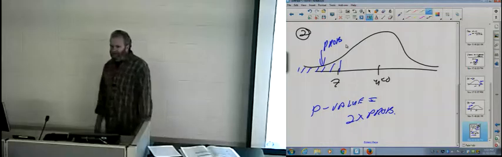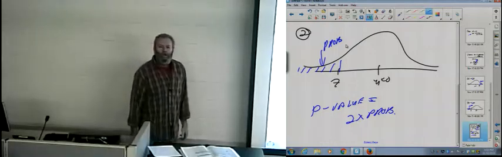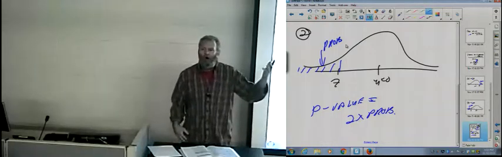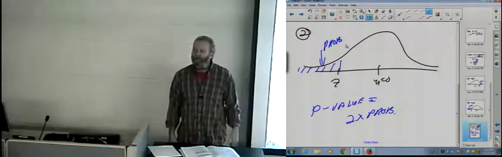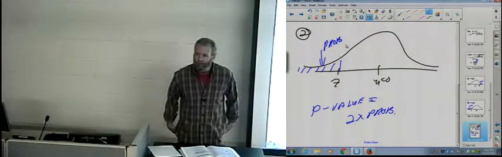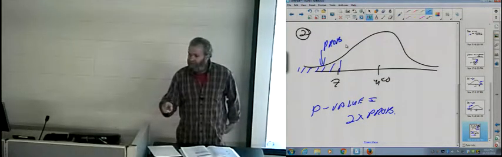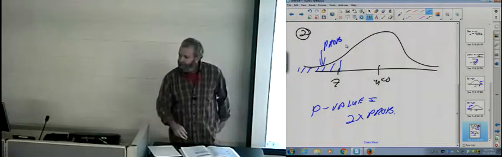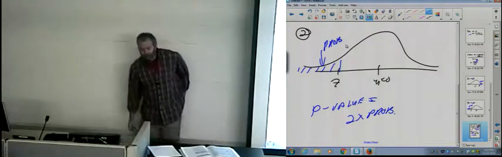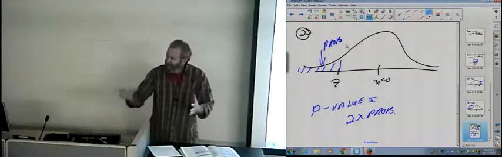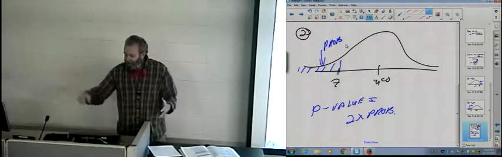Let me ask you this. Which one requires more evidence to get rid of the null in favor of the alternative, a one-sided test or a two-sided test? Two-sided test, right? Because look at it this way. The one-sided test, you're only counting one way. Two-sided test, you're counting both.